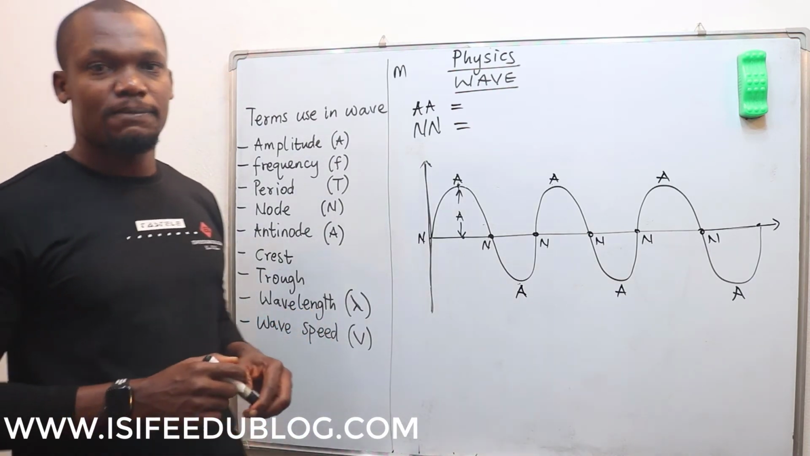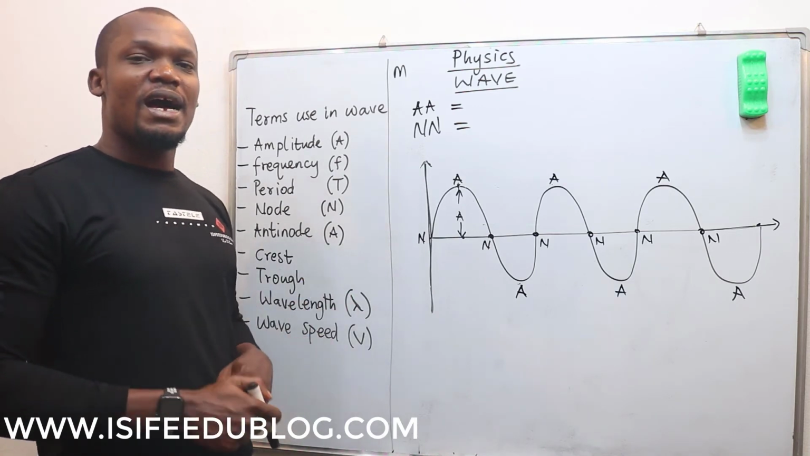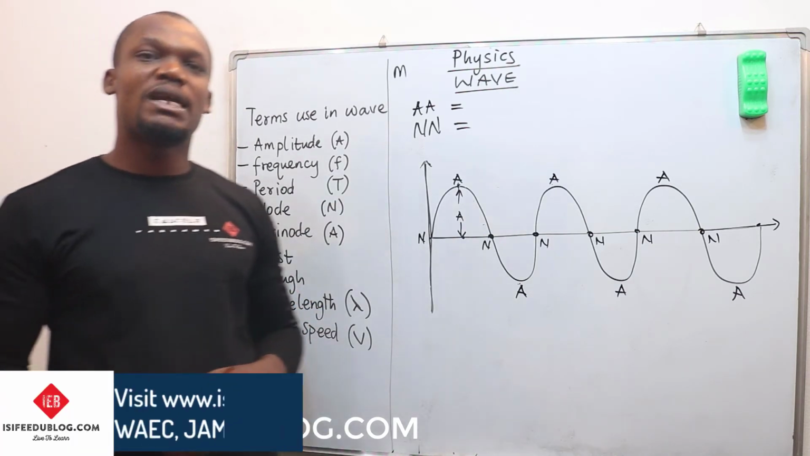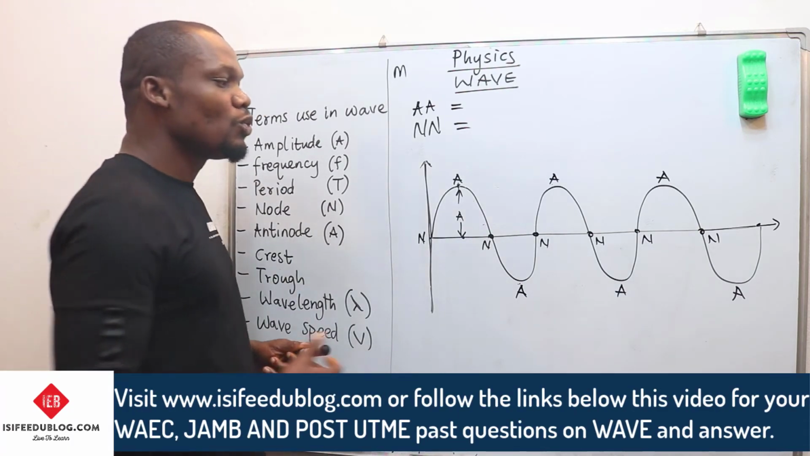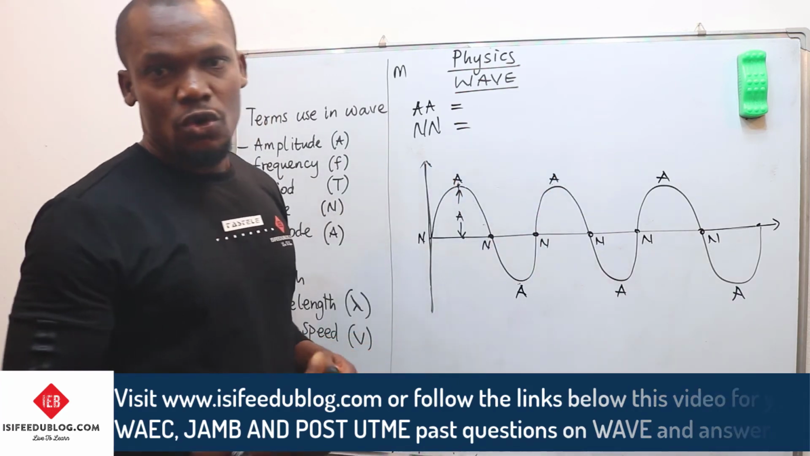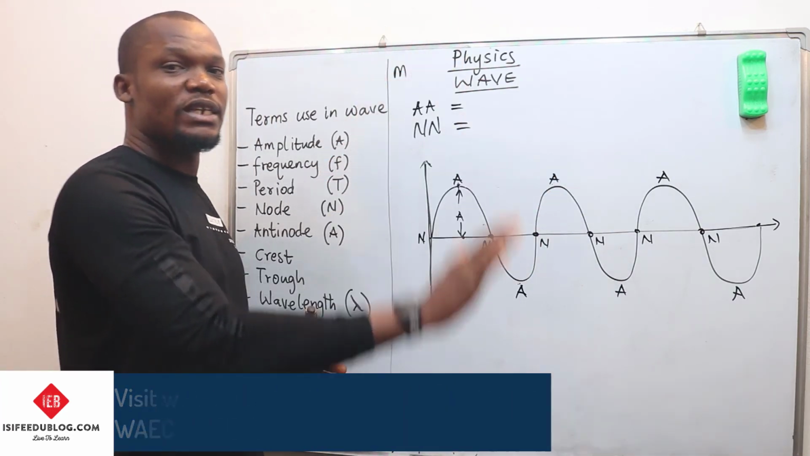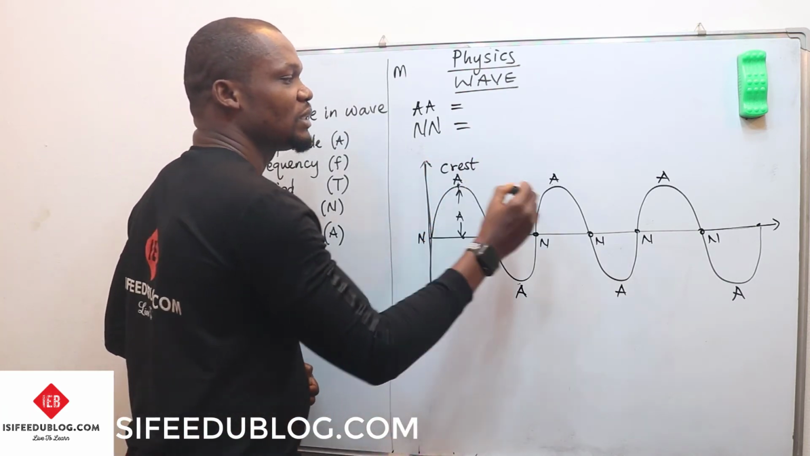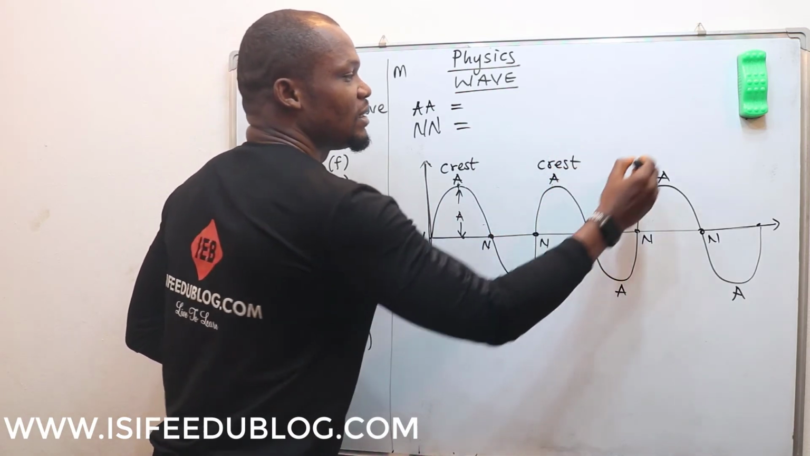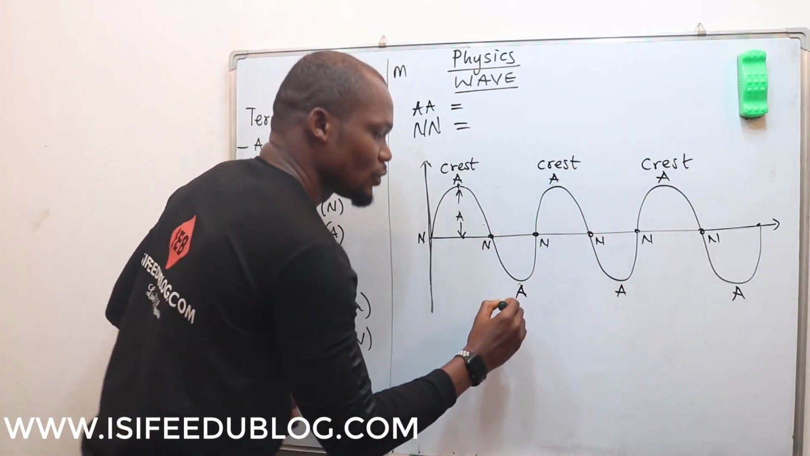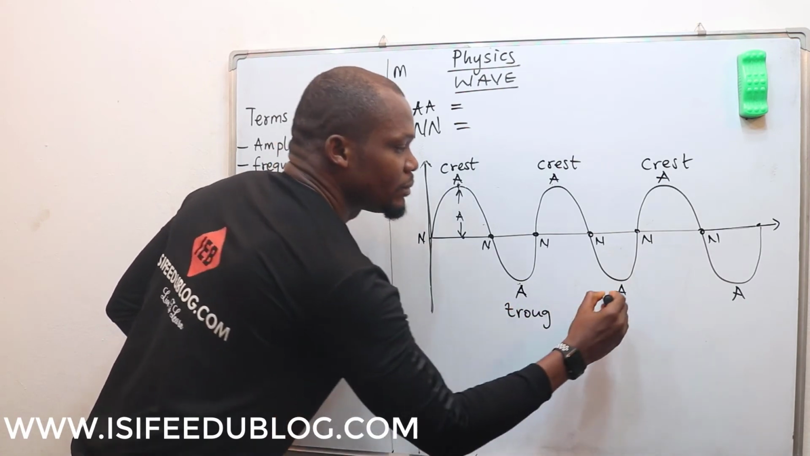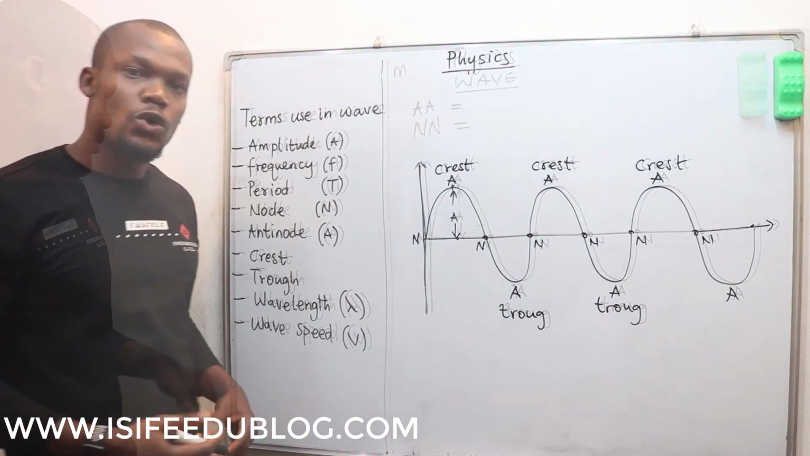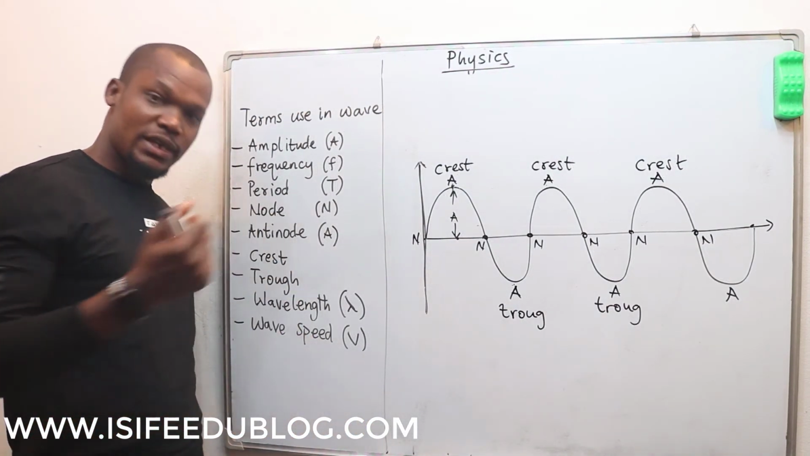What is the crest? Crest is defined as the maximum upward displacement of wave, while trough is the maximum downward displacement of wave. So at all the antinodes, the ones up are called crests, while the ones below are called troughs. So we have a crest at this point, and we also have a crest here. We also have a crest here, while this point is a trough, and this point is a trough, and that happens to the other points.